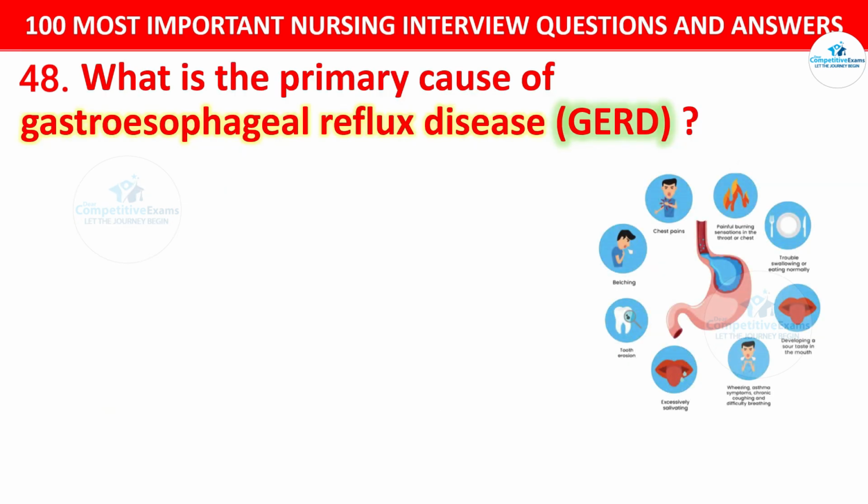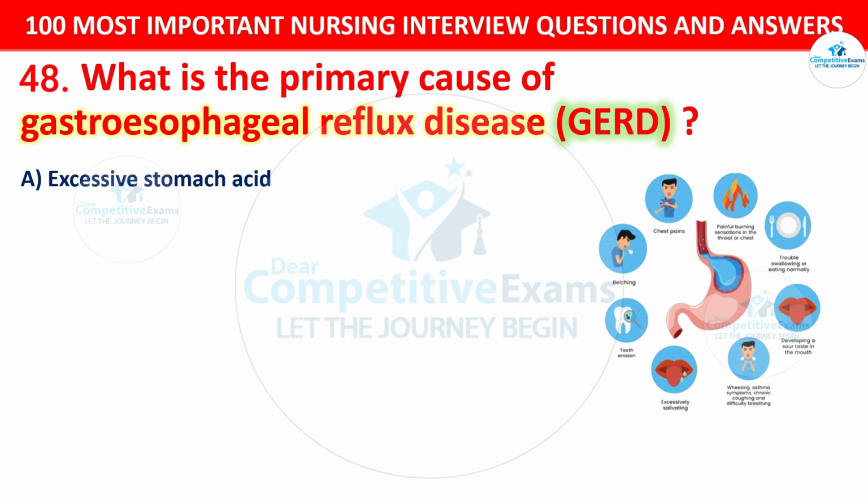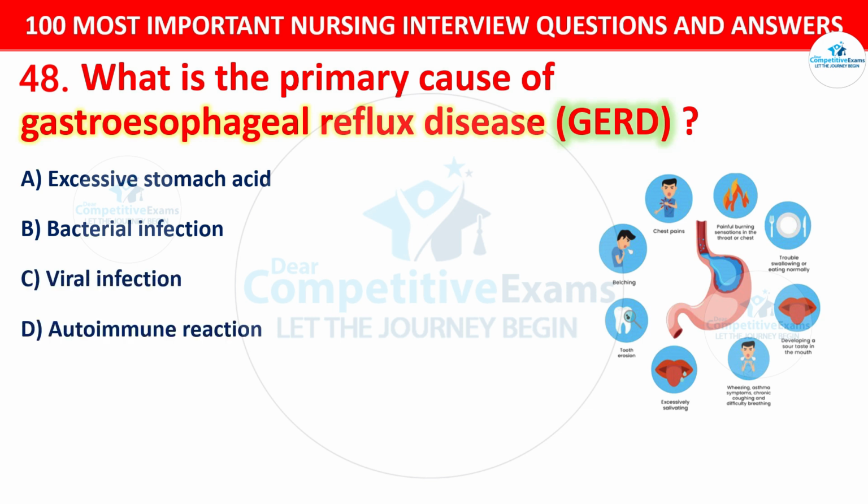Question number 48. What is the primary cause of gastroesophageal reflux disease, which is known as GERD? Your options are excessive stomach acid, bacterial infection, viral infection, or autoimmune reaction. The correct answer is A, that is excessive stomach acid.